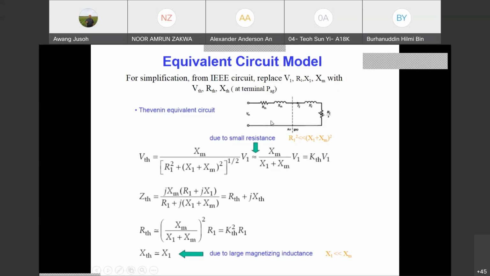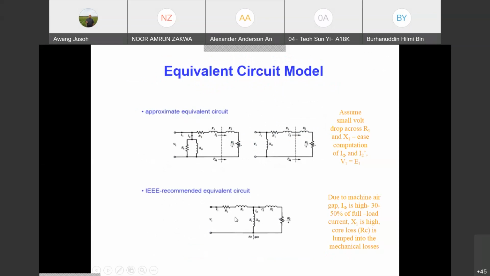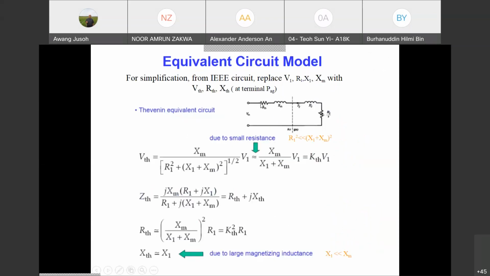Okay, but if you use the Thevenin circuit, what is the drawback? The Thevenin circuit is basically the same as the IEEE circuit, but IEEE is a series-parallel circuit, while Thevenin is a series circuit only, so you can get the same components. But the problem here is you only have I2, which is the rotor current only. You cannot get the stator current there, because I2 is in series with this component. That means if we use the Thevenin circuit, we can only measure I2.